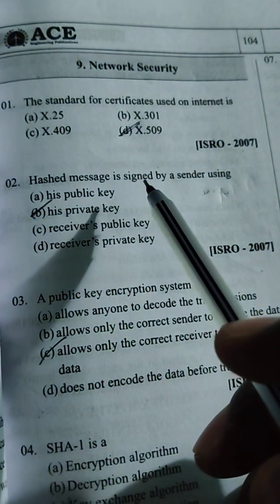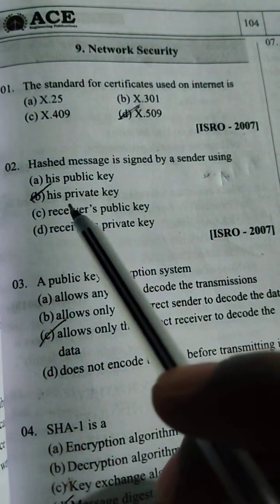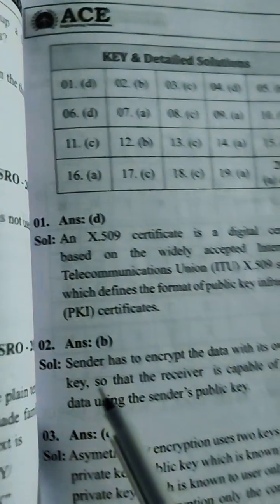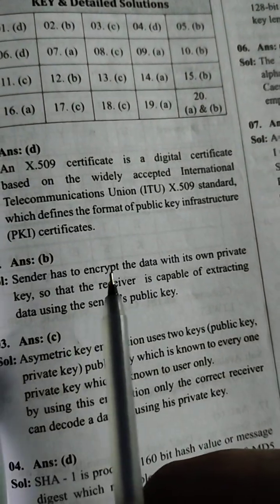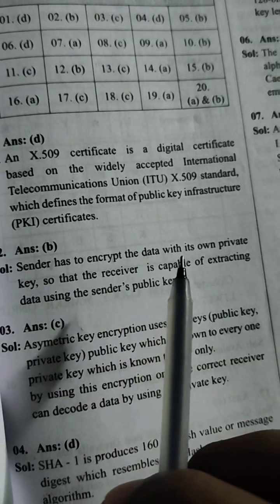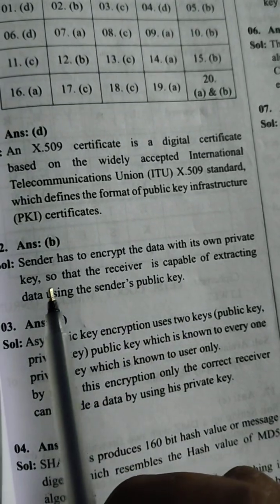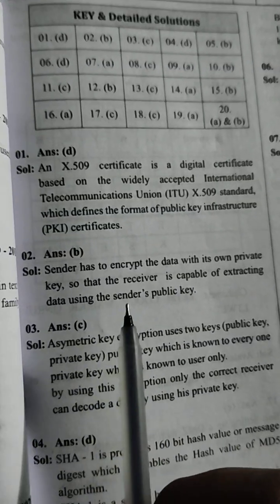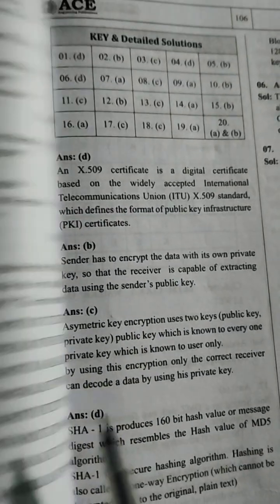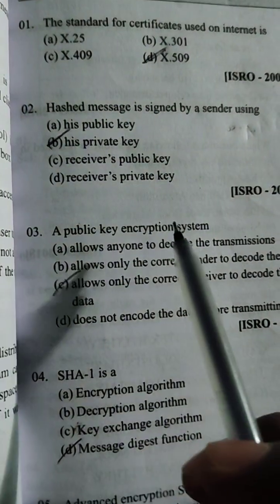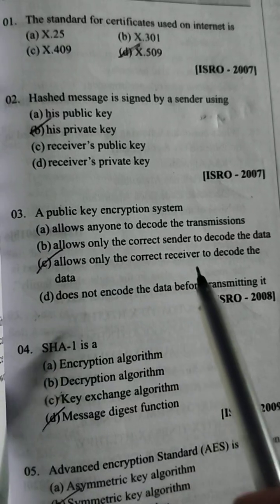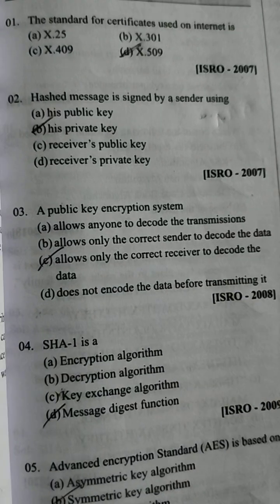The hashed message is signed by a sender using his private key. A sender has to encrypt the data with its own private key so that the receiver is capable of extracting the data using the sender's public key. A public key encryption system allows only the correct receiver to decode the data.